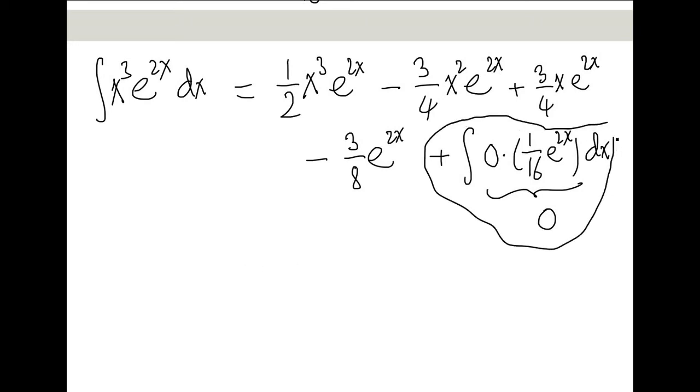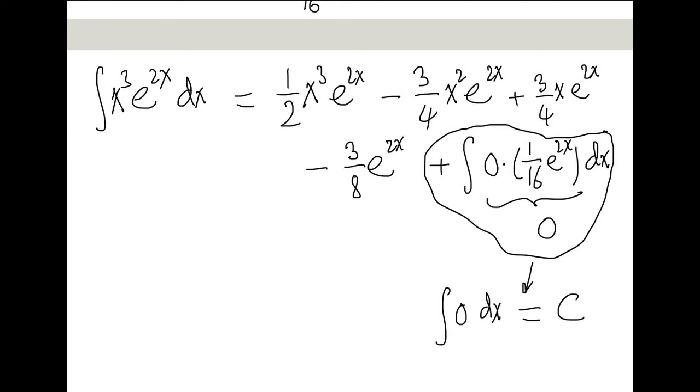The whole thing here becomes integral of 0 dx, which is c. So the answer is a long one, like this, plus c. So you see that if you do the regular integration by parts, it will be quite long because you need to repeat the integration by parts several times. With the tabular integration, we have a quick answer.